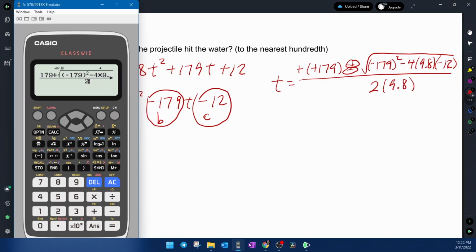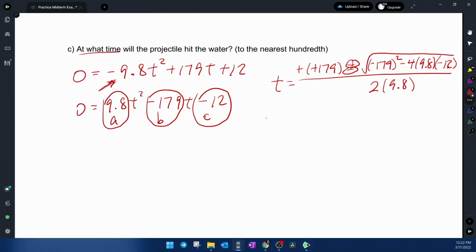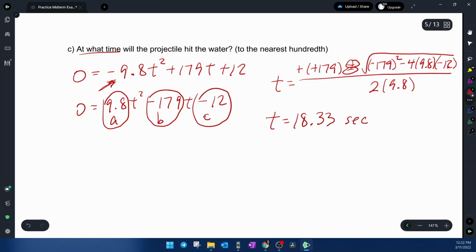In the denominator, 2 times 9.8, and that's going to be 18.33. Again, we need that rounded to the nearest hundredth. 18.33, that would be seconds.